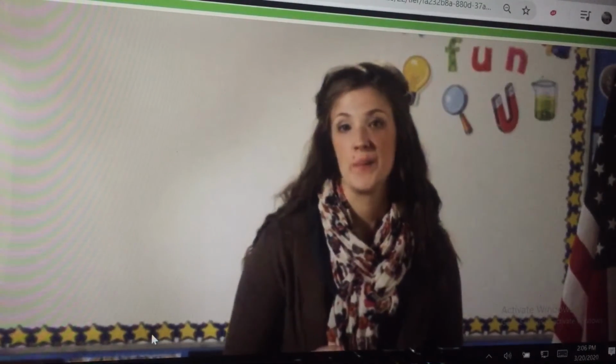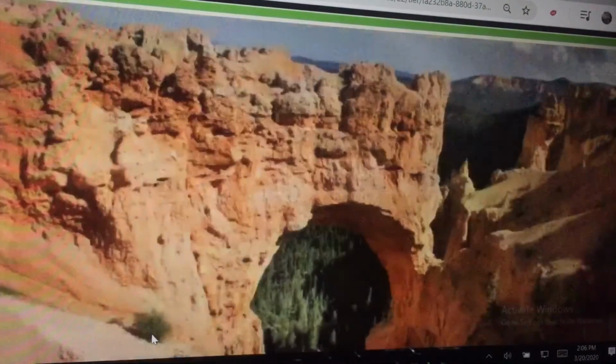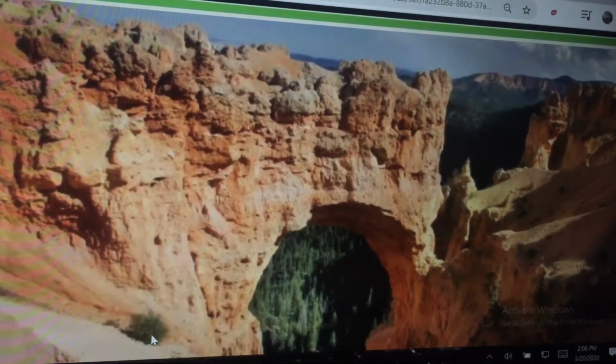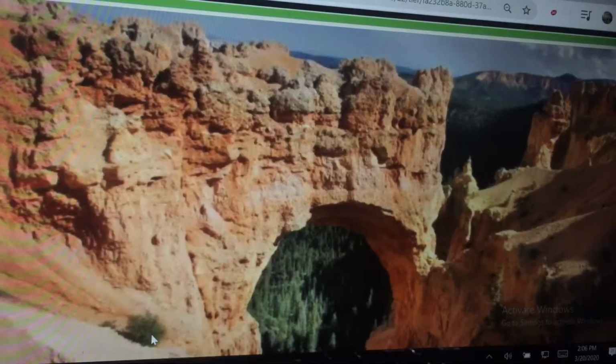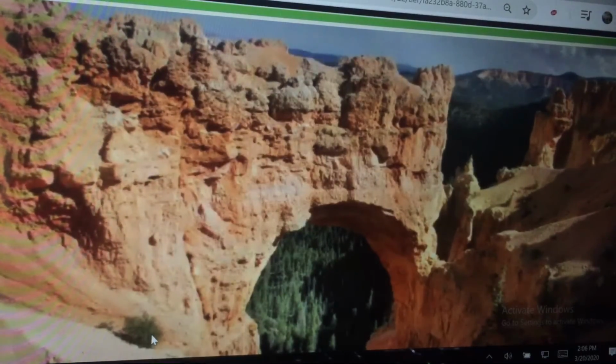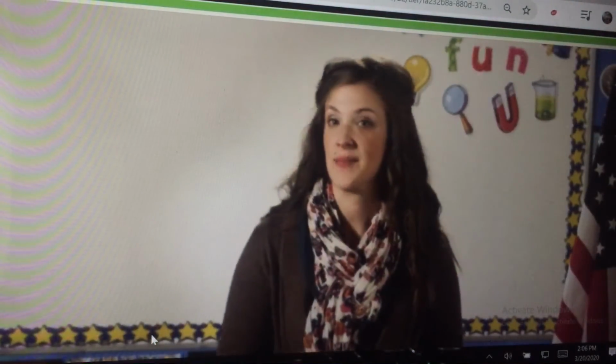Here's something you can do. There's another landform called an arch or a rock arch. With the permission of an adult, go online and research what causes these shapes. But be careful, the answer might not be what you would expect. Until next time, I'll be seeing you.